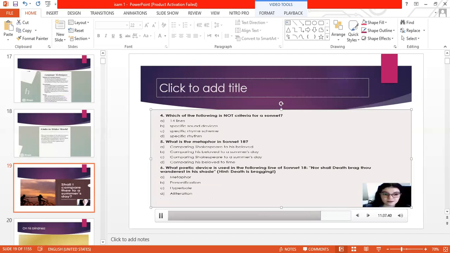Number 4, which of the following is not criteria for a sonnet? A, having 14 lines. B, specific sound devices. C, specific rhyme scheme. Or D, specific rhythm. The answer is B, specific sound devices.